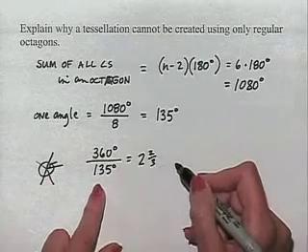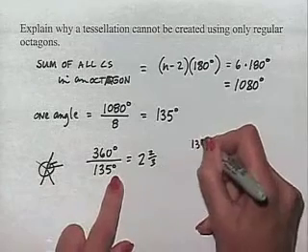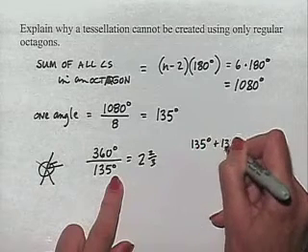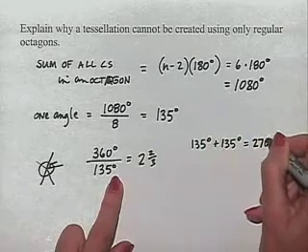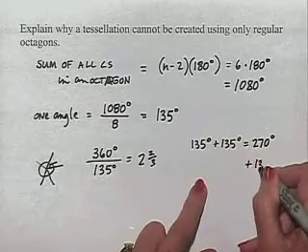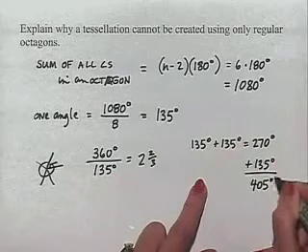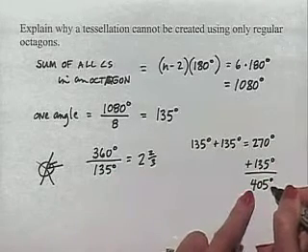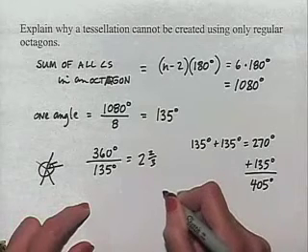Now, what that pretty much indicates is that we'd have to have two angles at 135 degrees. Those would come together and give us 270 degrees. But if we try to add now another 135 degree angle onto that, we're going to end up with 405 degrees. That's going to be too large for one full revolution. So what would occur is we'd have very large angles coming together.